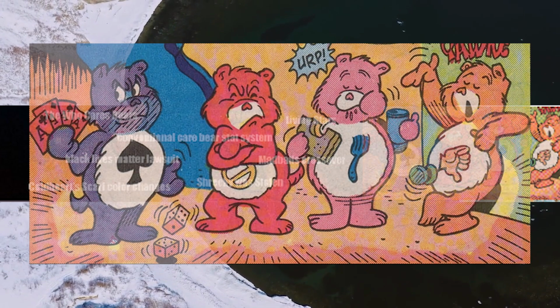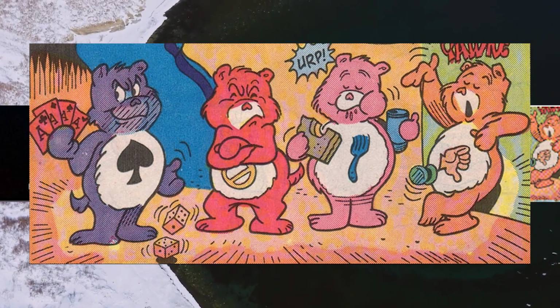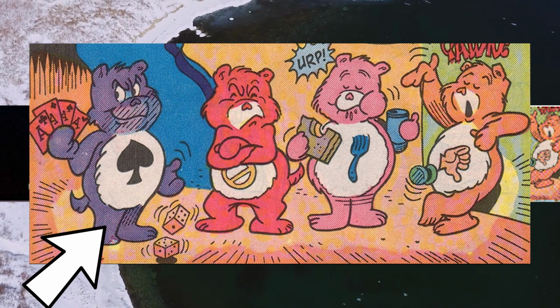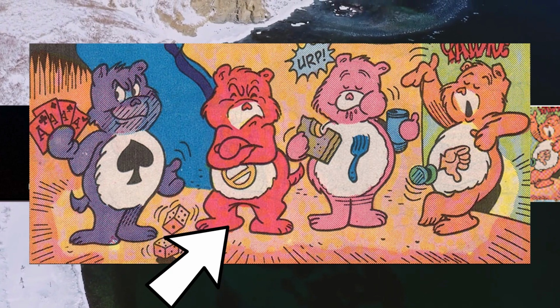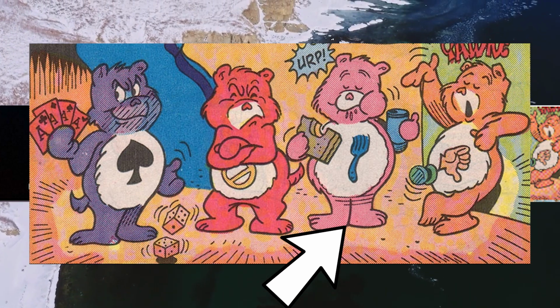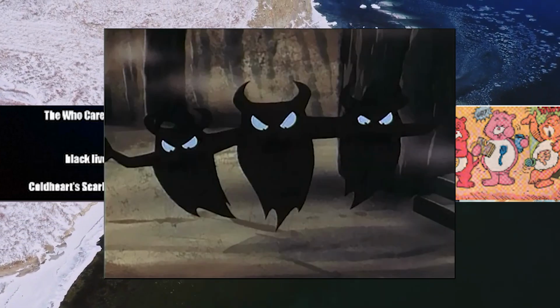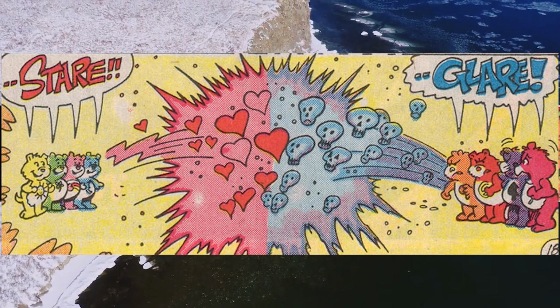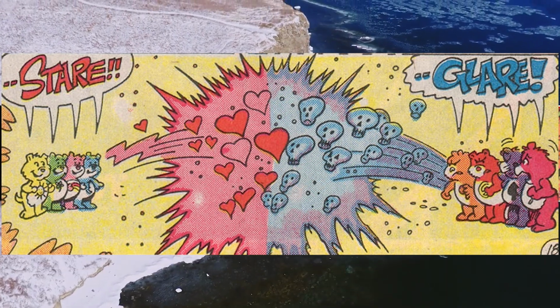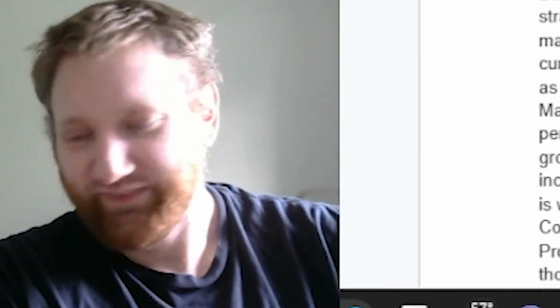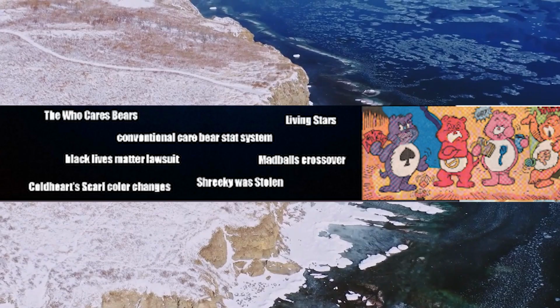Layer 7. The Who Cares Bears. These are a group of bears exclusive to the comics, which include Unfair Bear, No Bear, Unbearable Bear, and Bored Bear. These bears were created by No Heart out of his shadows and can perform a combined attack called the Who Cares Bear Glare. It's fucking amazing.